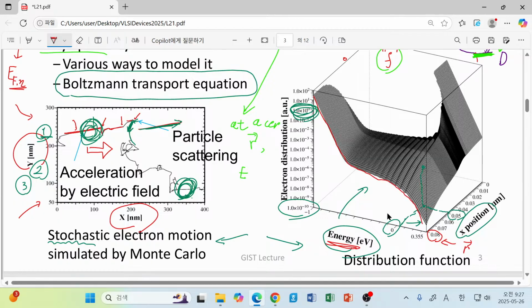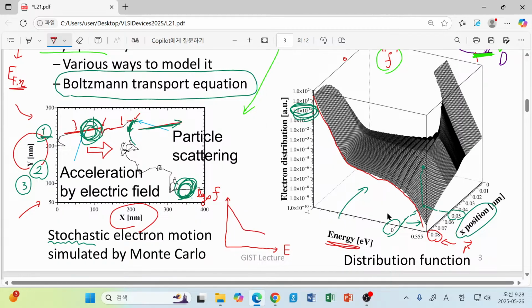So are you with me? We are just making a cut plane of this three-dimensional structure. Then we can draw the energy-dependent distribution function at a certain position R, and the distribution function can be drawn as a function of energy. Please note that this is log 10 of our distribution function. Then you can see that there is a certain behavior like this. You can see that there is a very distinctive behavior.